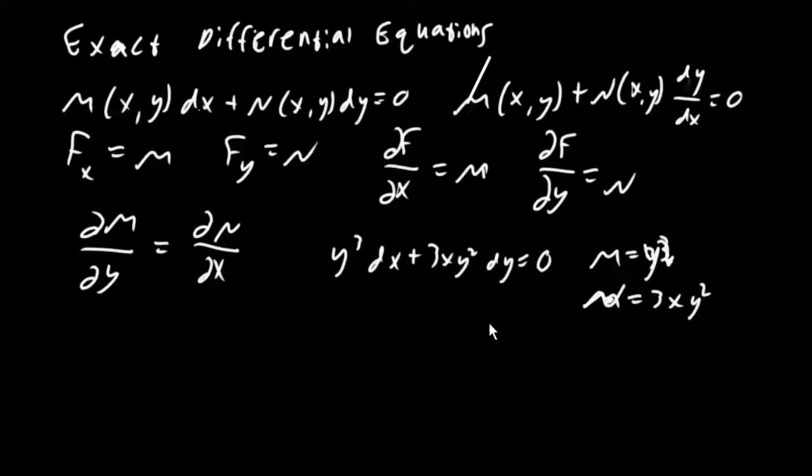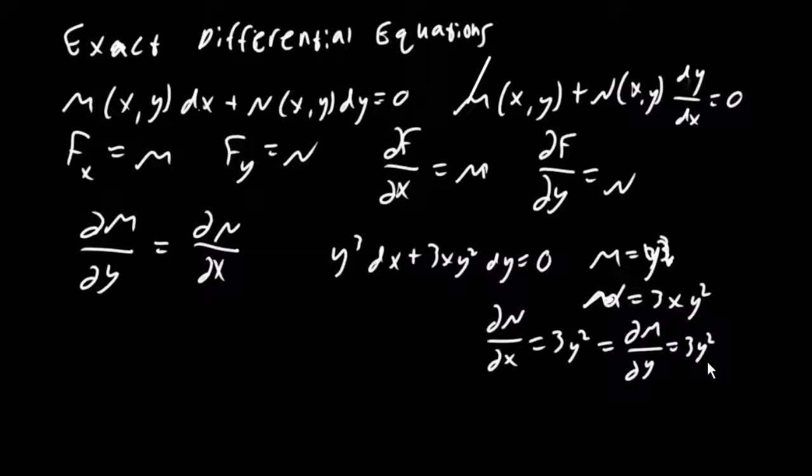And so let's see, what's dn/dx? dn/dx is equal to 3y squared. And that's supposed to equal our dm/dy. And our dm/dy, m is y cubed, sorry about that. So then dm/dy is 3y squared. So it fits the conditions for exactness. So we can carry on with solving this.